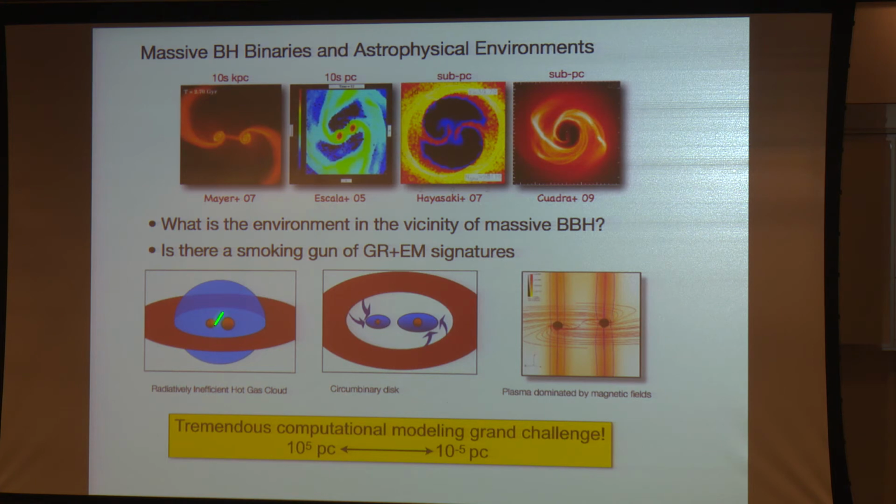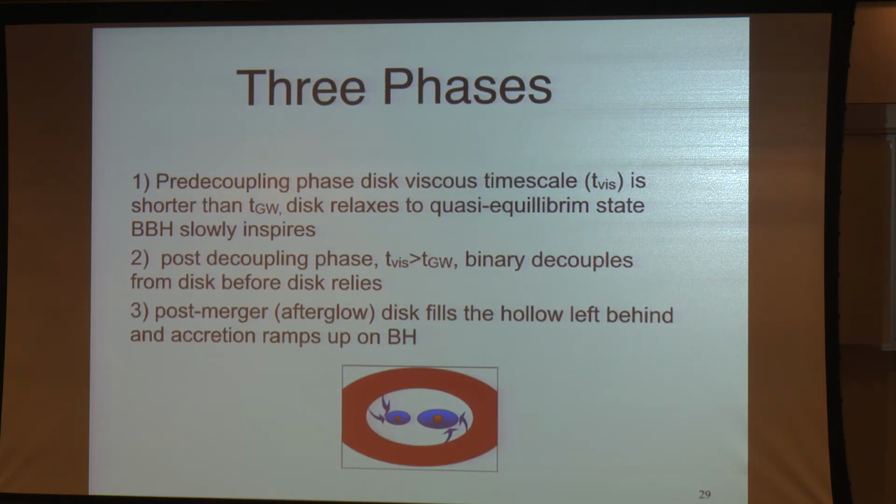There's a tremendous amount of work that's done looking at the environments of binary black holes. I collected a few here. And there's also a huge computational modeling challenge because you go from 10^5 parsecs down to 10^-5 parsecs, right? I mean, it's an incredible range. And so I have just a few slides that talk about where we are in terms of wet binaries and how we might know the electromagnetic signatures that will accompany our supermassive black hole mergers.